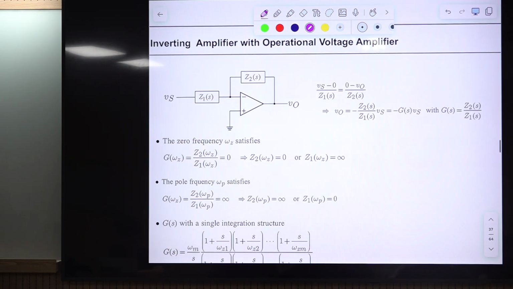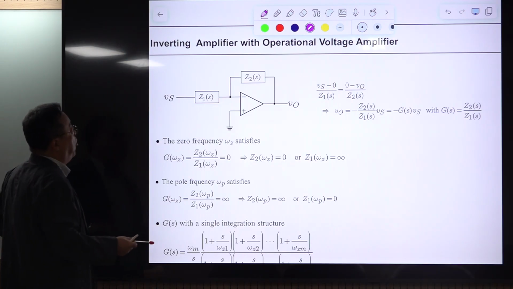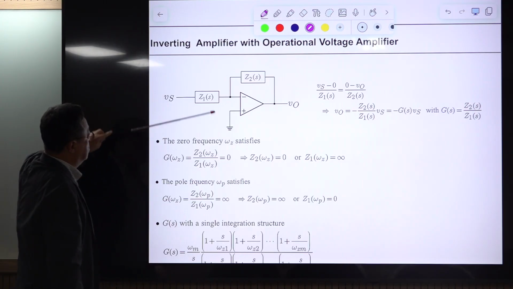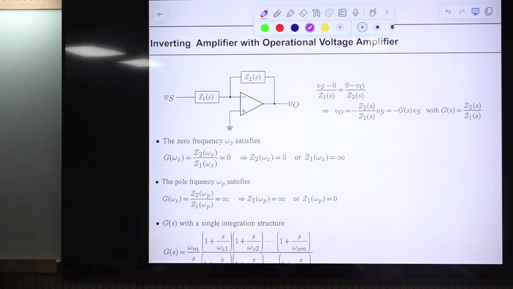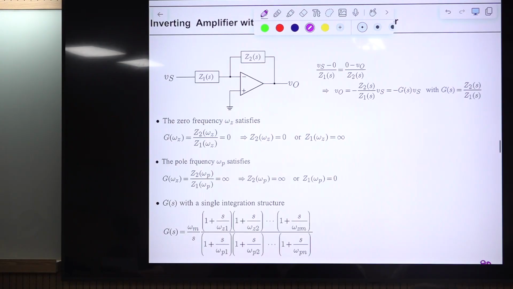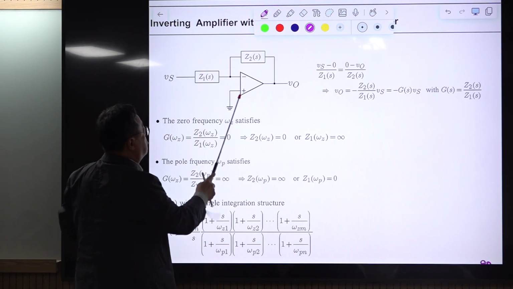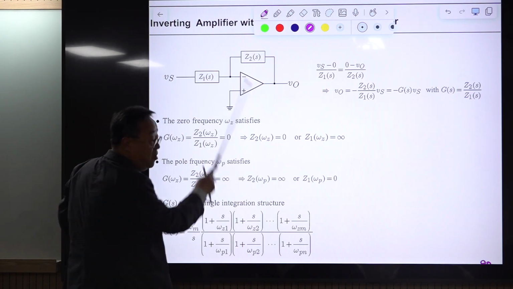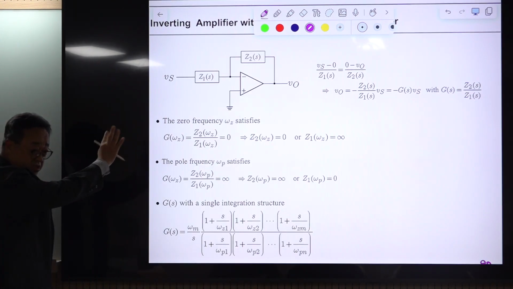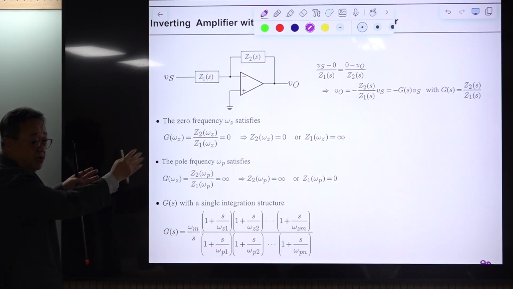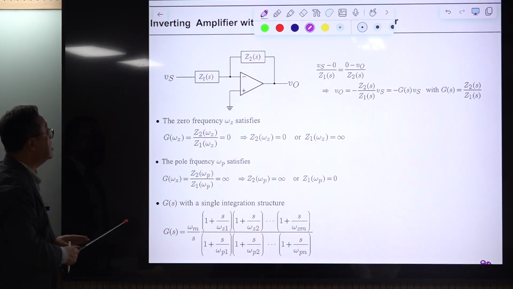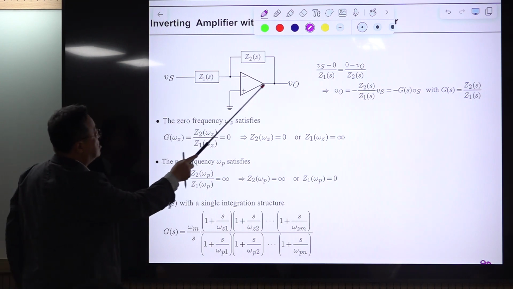I think we covered this, but let's briefly review it. This is about the inverting amplifier with an operational voltage amplifier. This is the compensation design. In the previous time, this triangle was directed in this manner. Now I switch the position. I rotate it 180 degrees. So this is the input and this is the output.